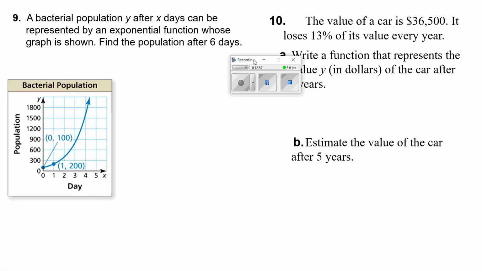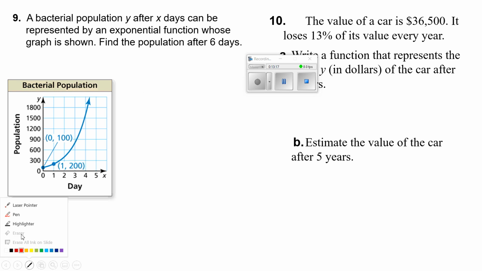Number 9 is up. It says a bacterial population, Y, after X days can be represented by the exponential function whose graph is shown. Find the population after 6 days. Okay. So first of all, we know that we need the starting point, A, because our formula for this one, I believe, was A times B to the, I think it was the T power, right? So A is actually going to be the y-intercept, and that y-intercept is represented when X is 0, so my Y is going to be 100, right? So that'd be 100.